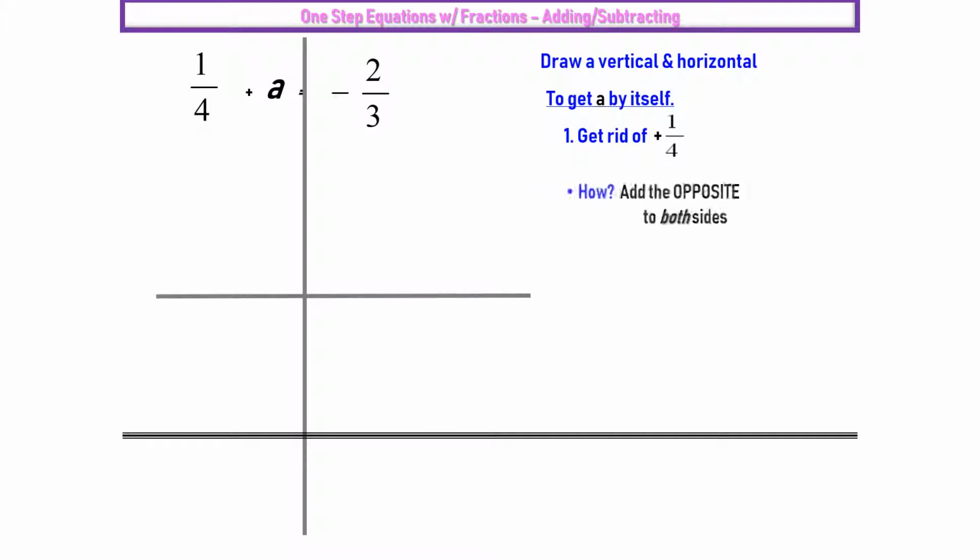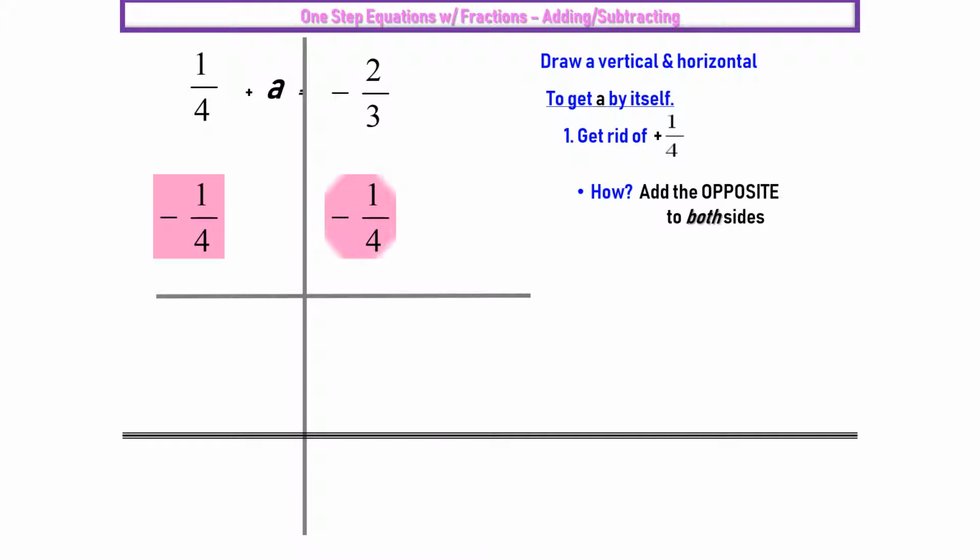Well, in order to get rid of that positive 1/4, we're going to add the opposite. So that means we're going to add a negative 1/4 to both sides of the equation. Now that's going to cause the positive 1/4 and the negative 1/4 on the variable side to cancel because their sum is 0. Now we're going to add the fractions on the other side.